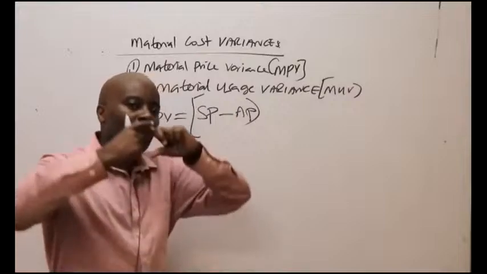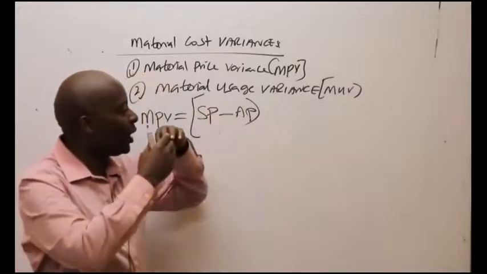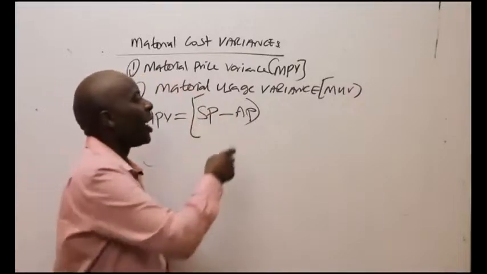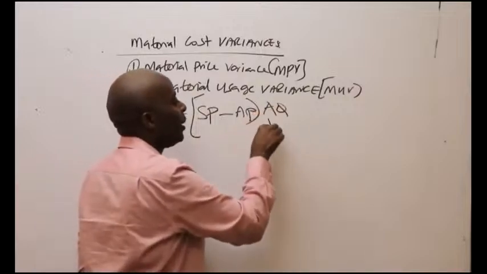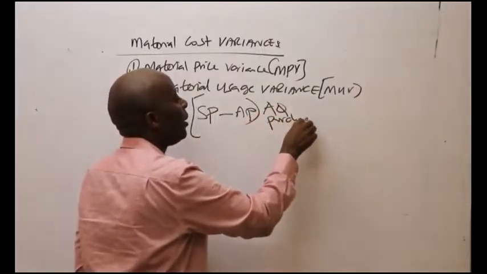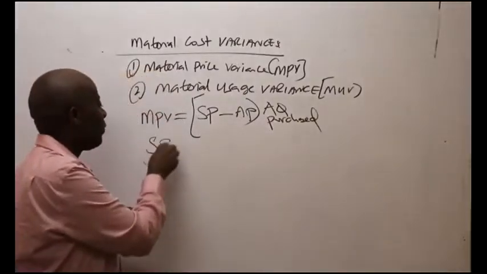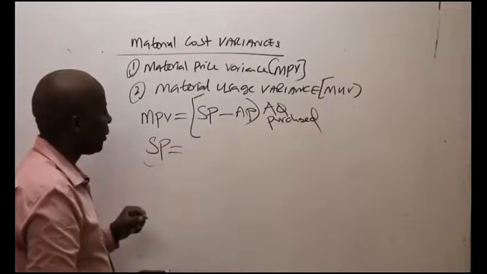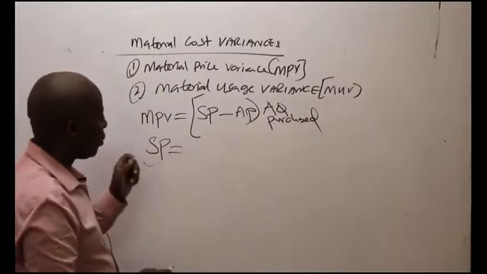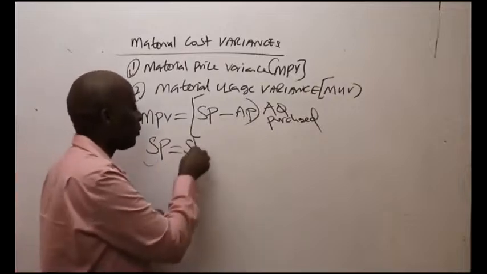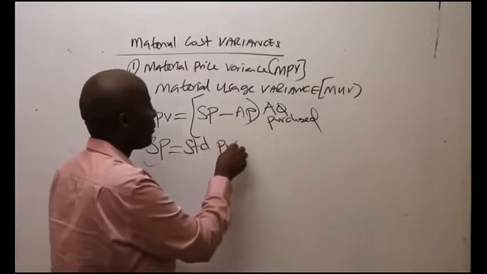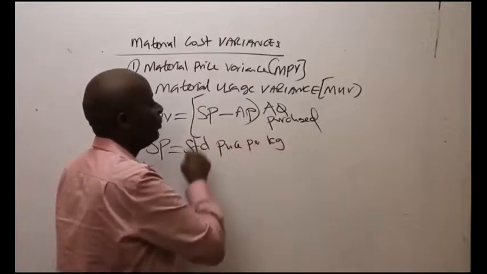And I want the totality of it. So for purpose of getting the whole variance, I need outside here to come and multiply this with the actual quantity of materials that were purchased. So for the sake of the students who have never been with us while doing this particular topic, I would want them to write there that this SP stands for the standard price per kilogram.